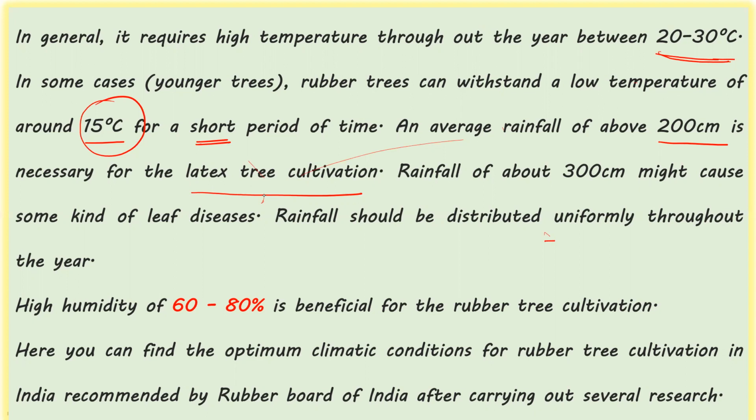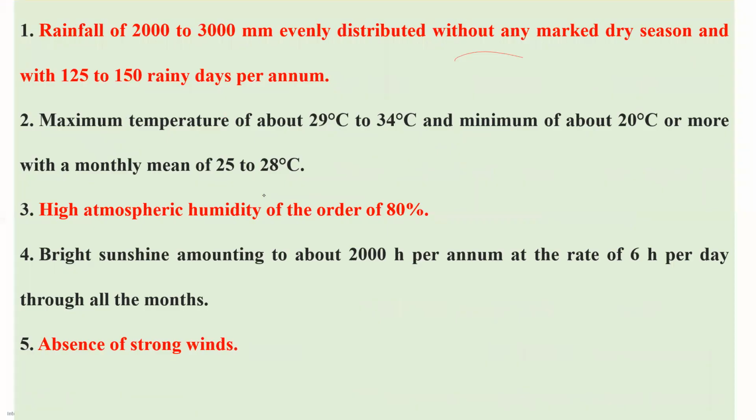Okay. So you can find the optimum climatic condition for rubber tree cultivation in India recommended by the Rubber Board of India after carrying out several research. Now see, rainfall of 2000 to 3000 millimeters evenly distributed without any marked dry season and with 125 to 150 rainy days per annum. So every year there should be at least 125 to 150 days of rain. Okay. Maximum temperature of about 29 to 34 degrees Celsius and a minimum of about 20 degrees Celsius or more with a monthly average temperature of 25 to 28 degrees Celsius.